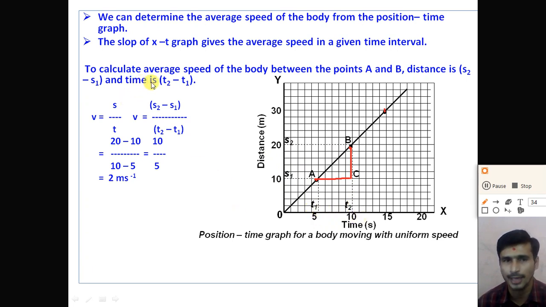So to calculate the average speed of the object between points A and B or between points B and C, right? As position, we take the change in position as S2 minus S1 and the change in time as T2 minus T1. So by the definition of average speed, change in position divided by change in time. So average speed V is equal to S2 minus S1 divided by T2 minus T1.